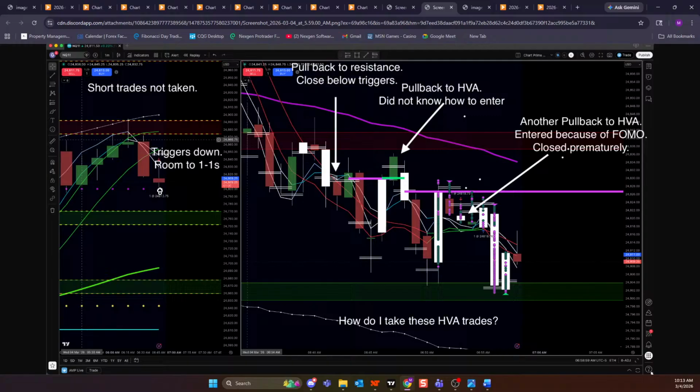Triggers are down, room to trouble. There's the pullback to resistance and the close below. And then there's the pullback to nothing at all and just jumping in. Entered because of the fear of missing out. And because he broke his rules in the moment, he closed it out.